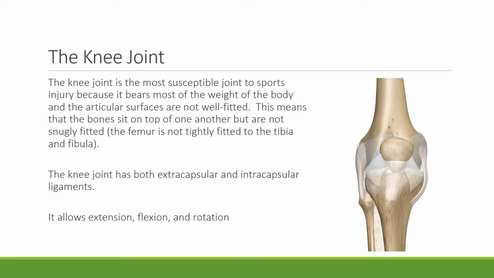The reason the knee joint is the most susceptible joint to sports injury is because it bears most of the weight of the body and the articular surfaces are not well fitted. This means that the bones sit on top of one another but are not snugly fit. The femur is not tightly fitted to the tibia and fibula. The knee joint has both extracapsular and intracapsular ligaments. It allows extension, flexion, and rotation.